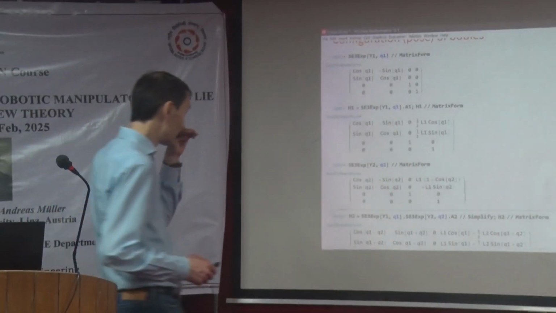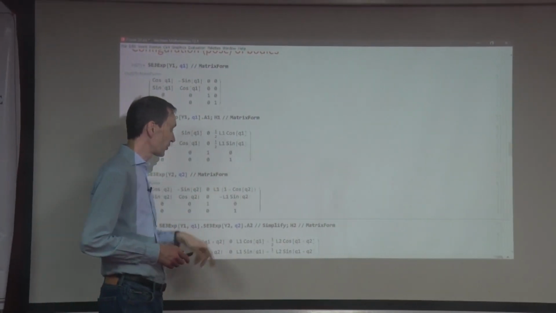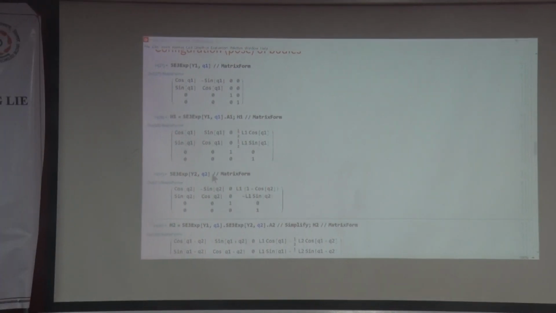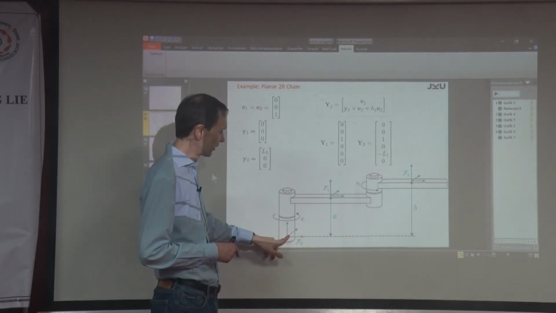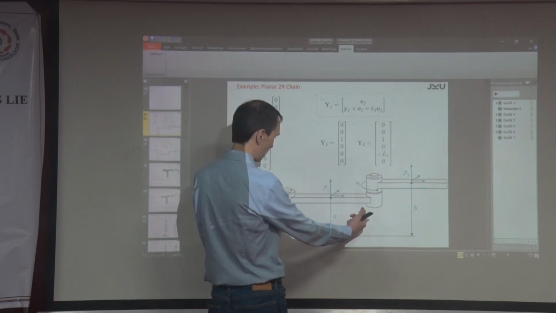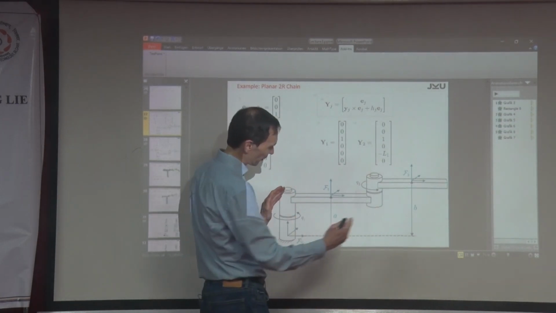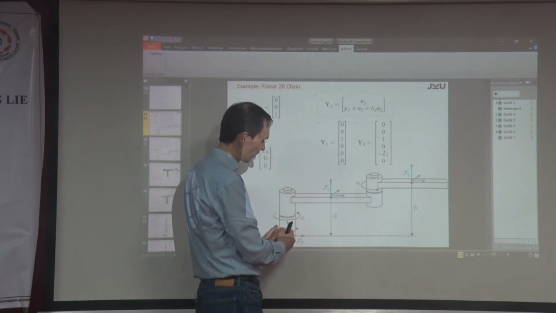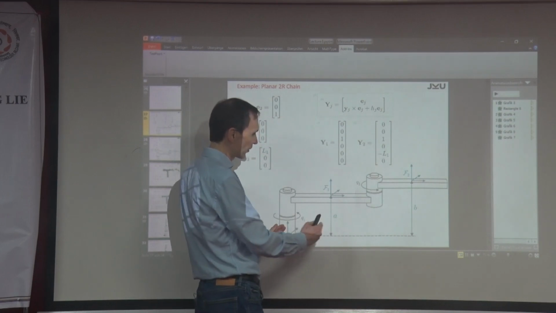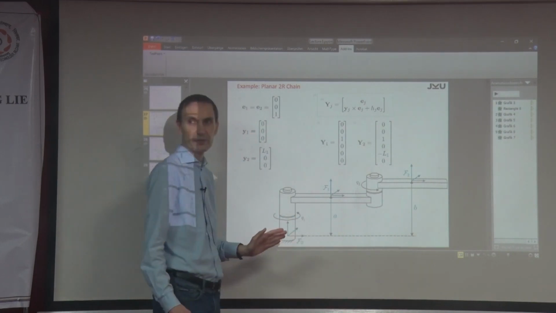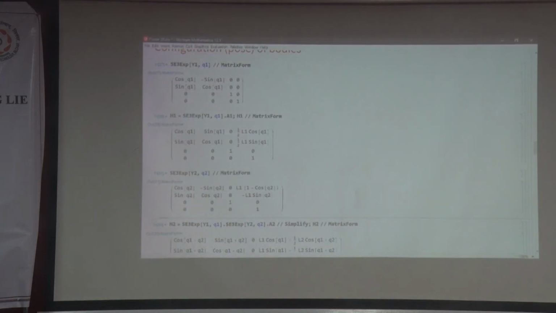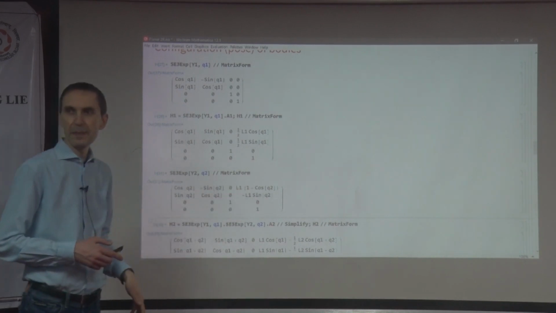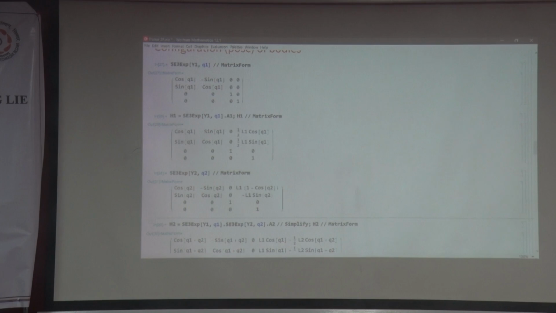For the x component, it's L1 minus L1 cosine Q2. So it's not from 0, it's L1. You start from here, and then it subtracts what happens when you turn this, so you go a bit further this way. This is exactly what the relative motion is, so it's 1 minus cosine of this times the length L1. And this is again something I'm not interested in, because I'm not interested in this funny motion.